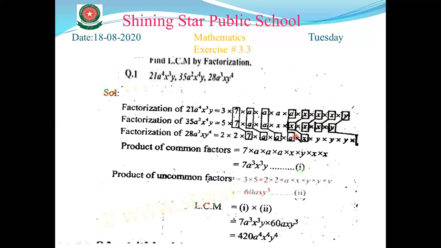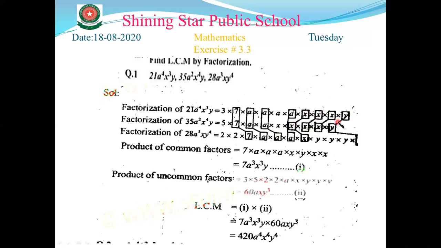Now the product of the common factors is 7, a, and again a. Now x, again y, x and x.